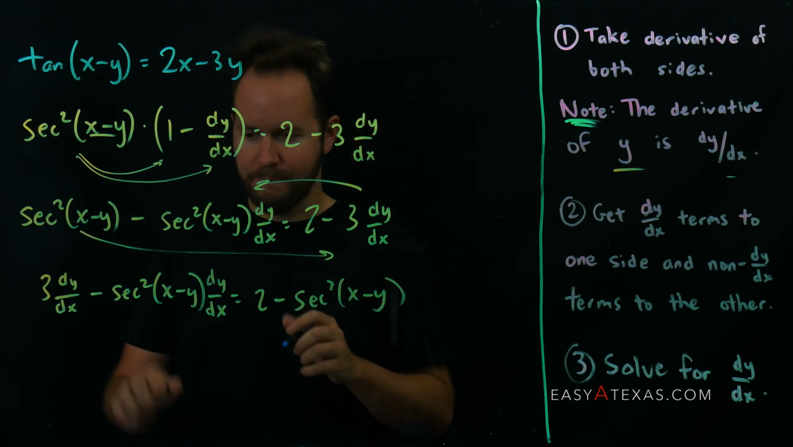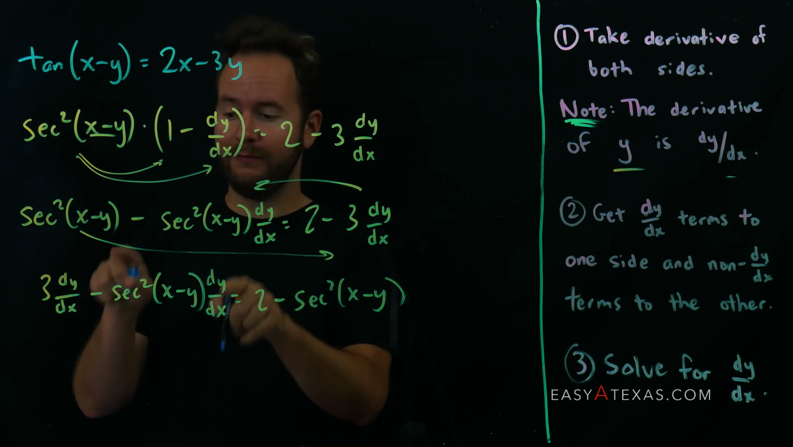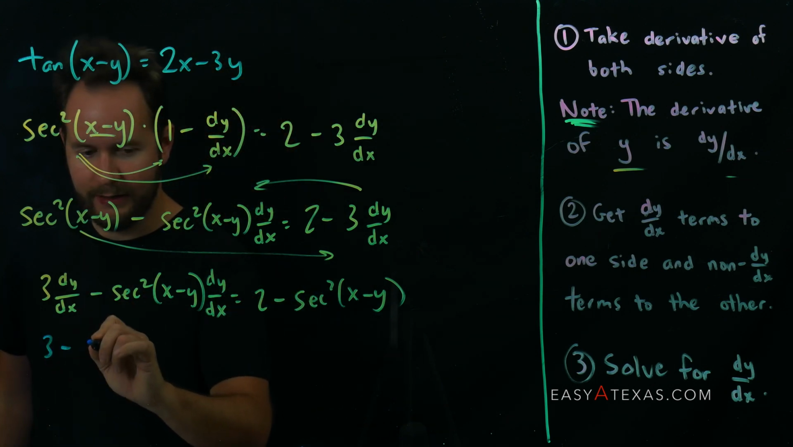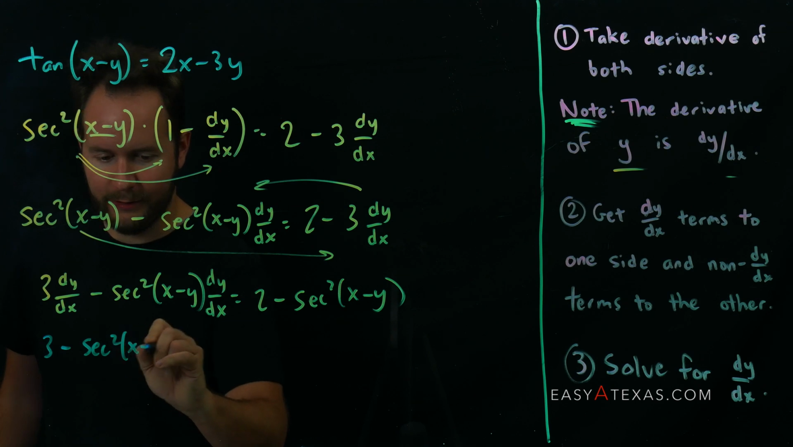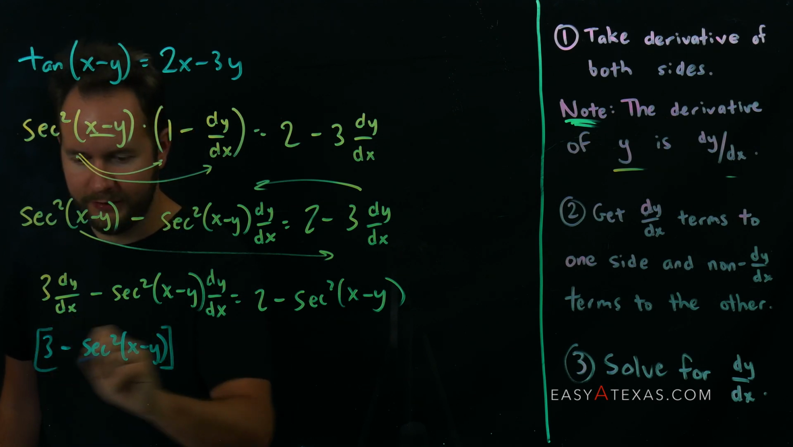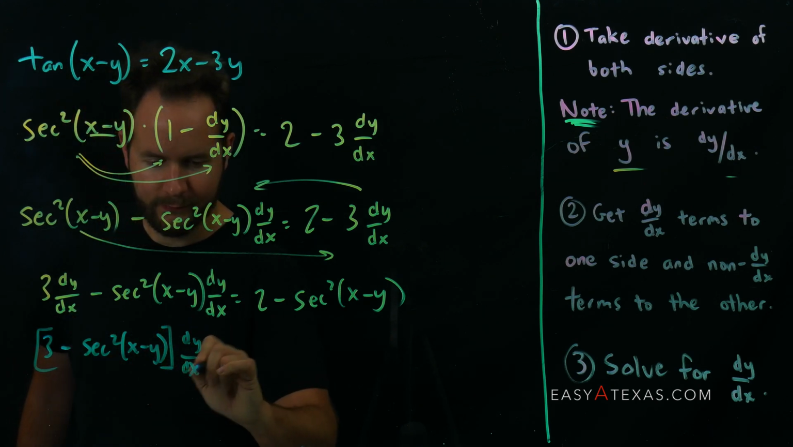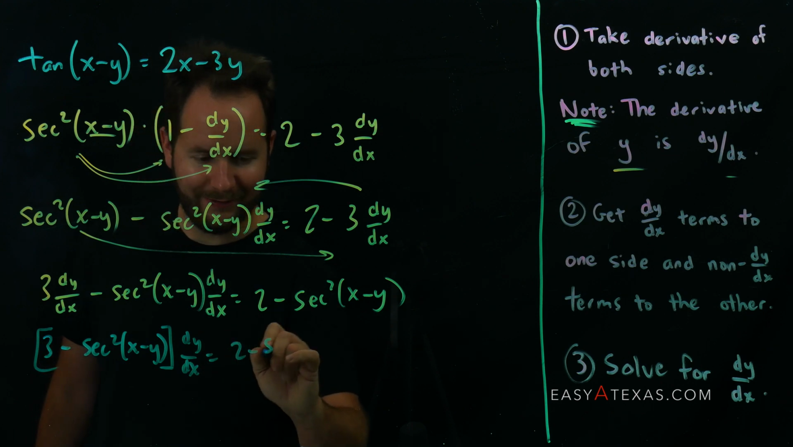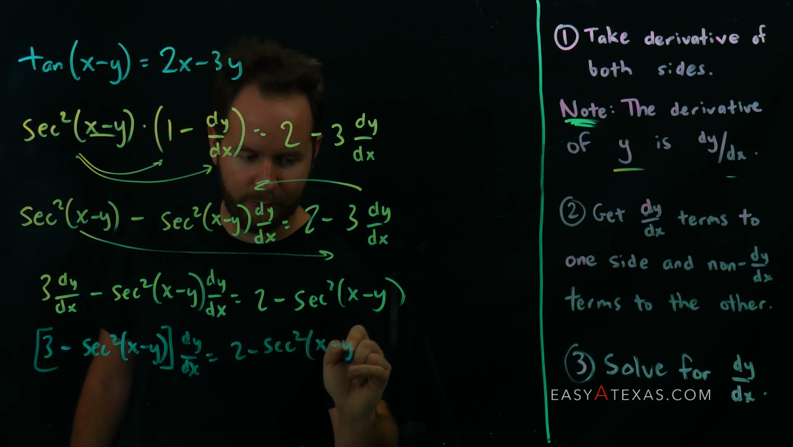Okay, so I've got two terms over here that have dy/dx. I'm going to factor that out. 3 minus secant squared (x minus y) all times dy/dx equals 2 minus secant squared (x minus y).